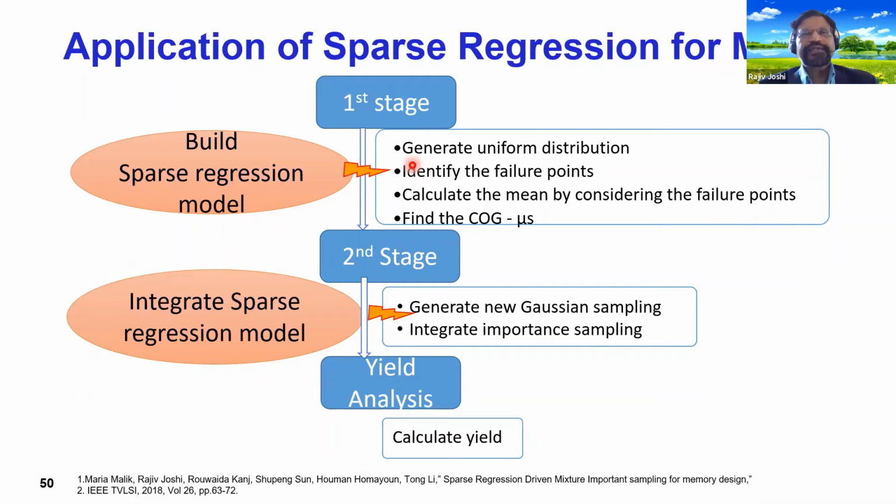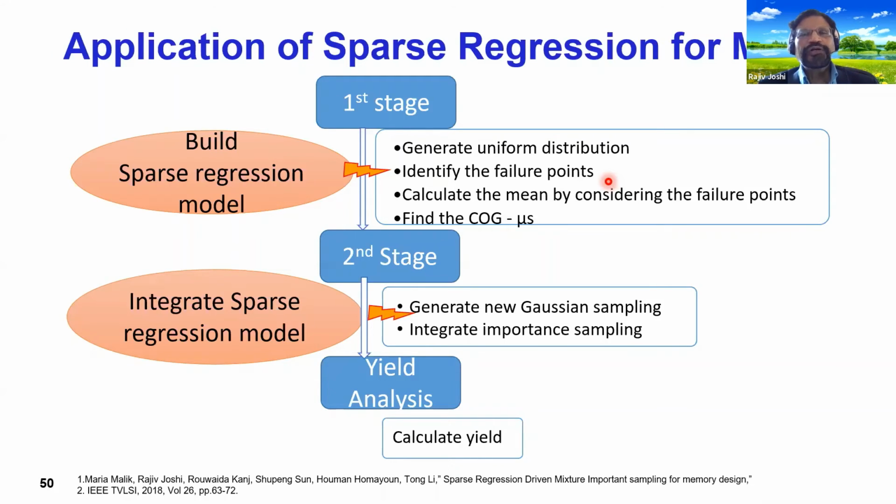And this is where we try to predict based on some of the machine learning techniques. You can see that the first example was the application of sparse regression. That is, instead of using SPICE for importance sampling, or the second step, we wanted to use a classifier, or a good surrogate model. And you can see the first stage: generate uniform distribution, identify the failure points, calculate the mean by considering the failure points, find the COG, that is center of gravity, minus mu. This is done through the standard SPICE simulations using uniform sampling. The uniform sampling is very fast, very quick.